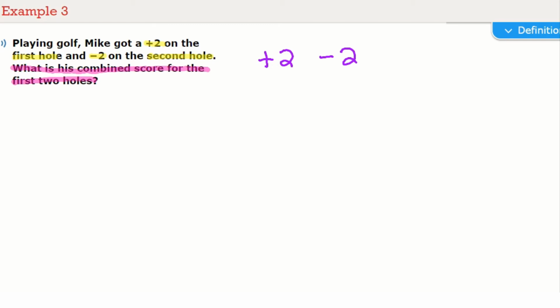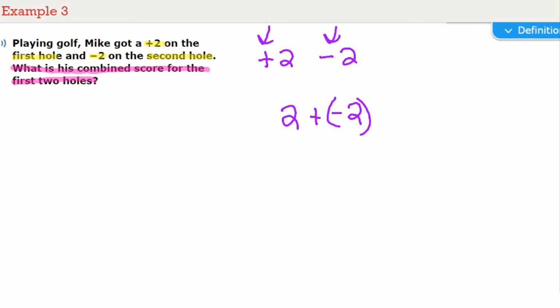Now when I'm combining them, I need to add them. So it could look like 2 plus a negative 2. Now when two signs are next to each other, you need to separate them by parentheses. So remember, these are different signs because we have a positive 2 and a negative 2.